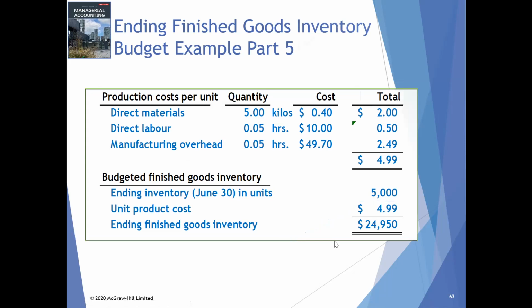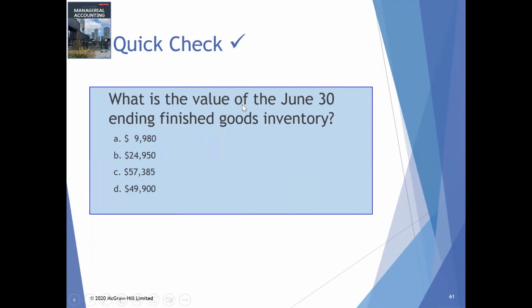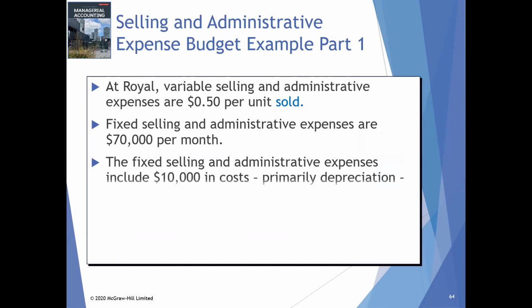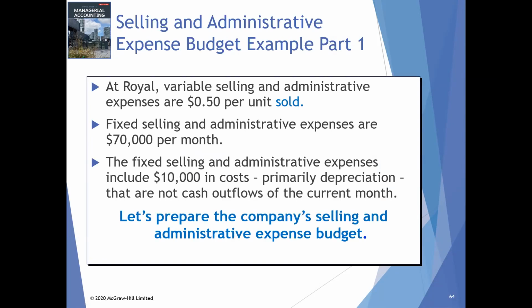So what is the value of the June 30th ending finished goods inventory? The ending finished goods inventory will be 24,950, right? Okay. Now next, we have calculated the ending finished goods inventory budget. Now we want to calculate the next, the selling and administration expenditure budget.